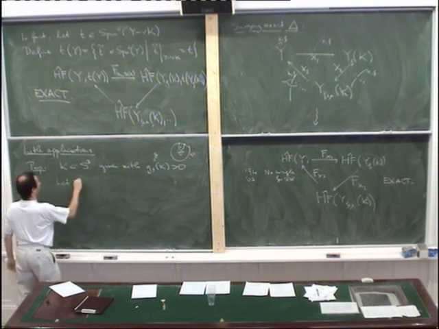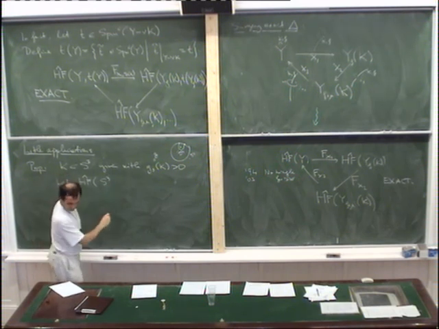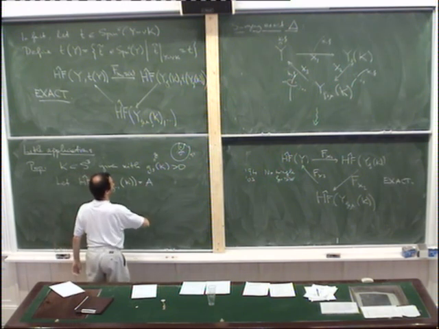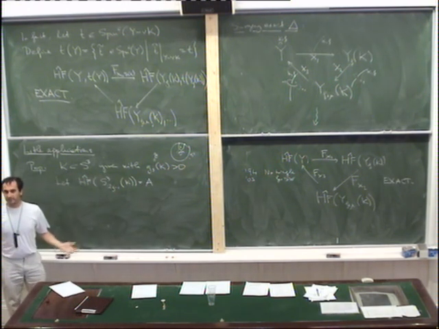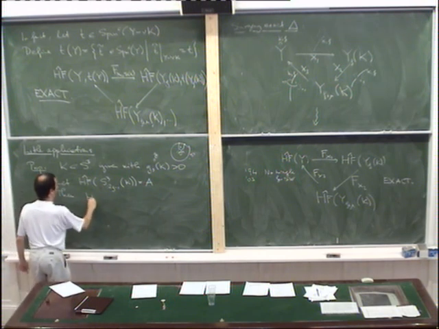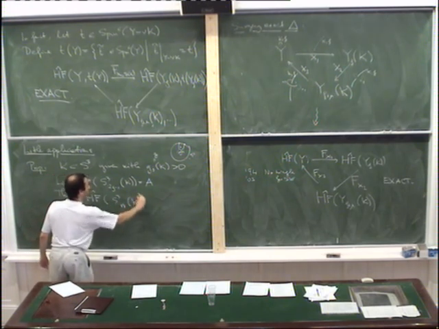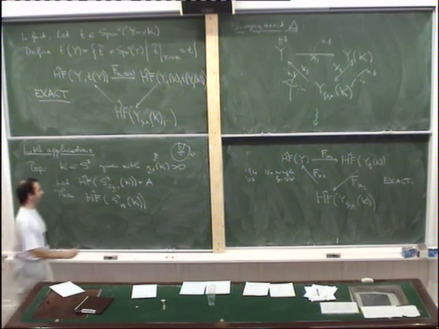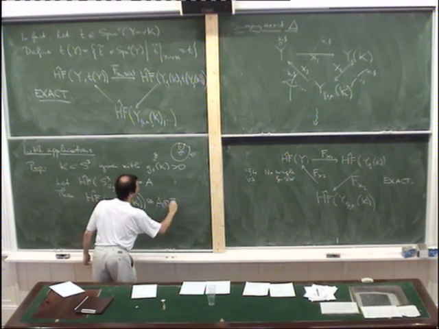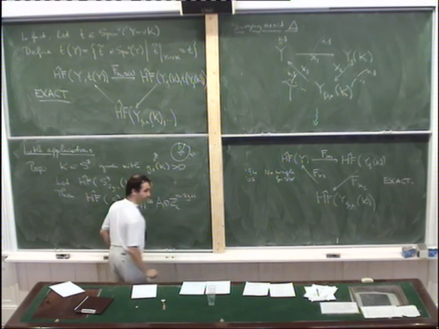And suppose that HF of S3 with 2g minus 1 surgery on K is some group A. So it's some vector space of some unknown dimension. Then HF of S3 when you do n surgery on K is isomorphic to the vector space A plus Z2 to the n minus 2g plus 1.